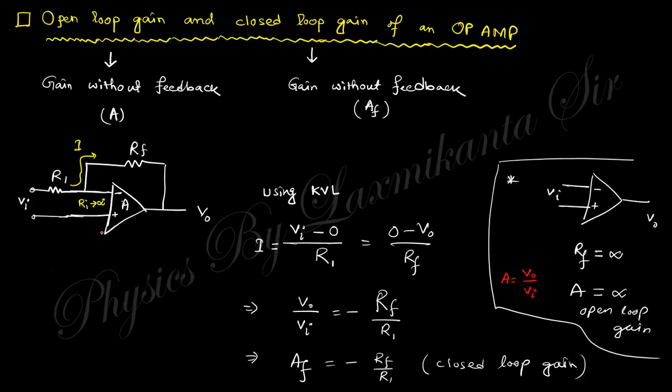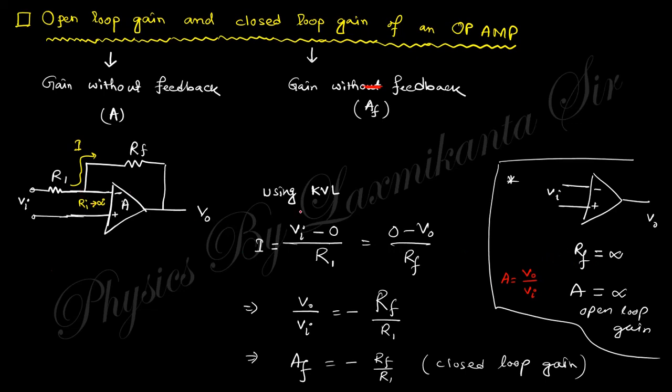Okay, now comes the point of open loop gain and closed loop gain. What about open loop gain? The gain without feedback is known as open loop gain, and the gain with feedback, sorry, this is wrong, the gain with feedback is known as the closed loop gain. If you connect these feedback elements, then it is the gain with feedback. If you do not connect this feedback element, then this is called the gain without feedback.